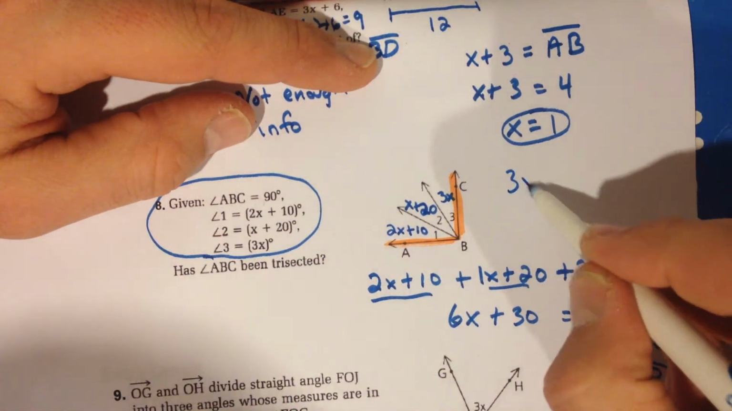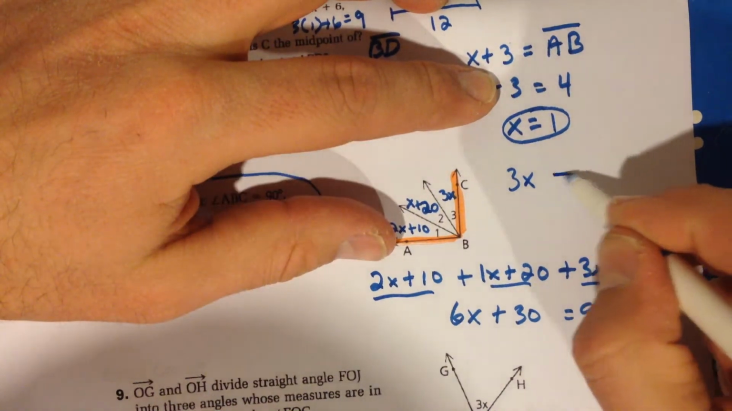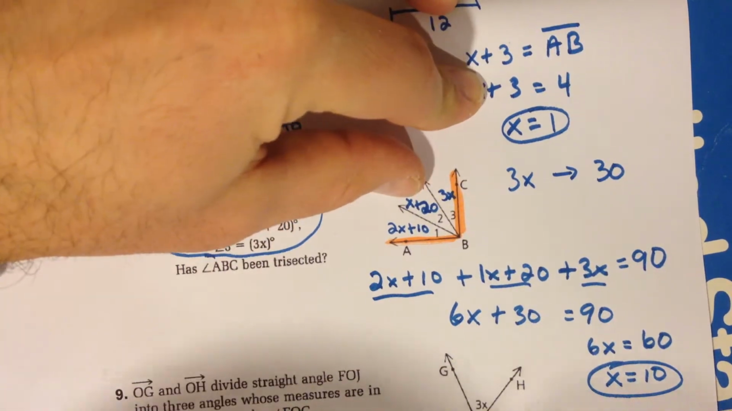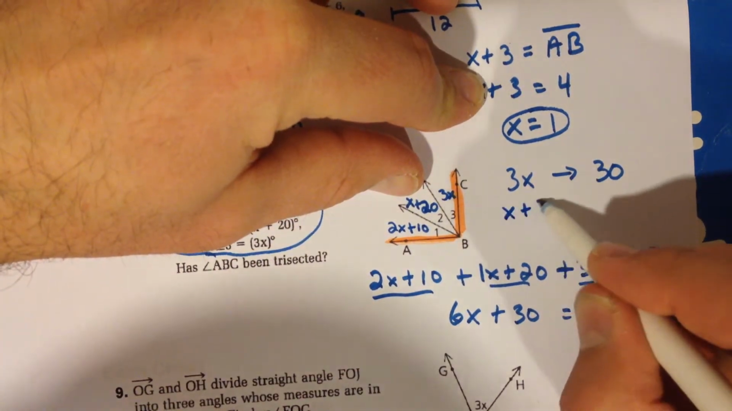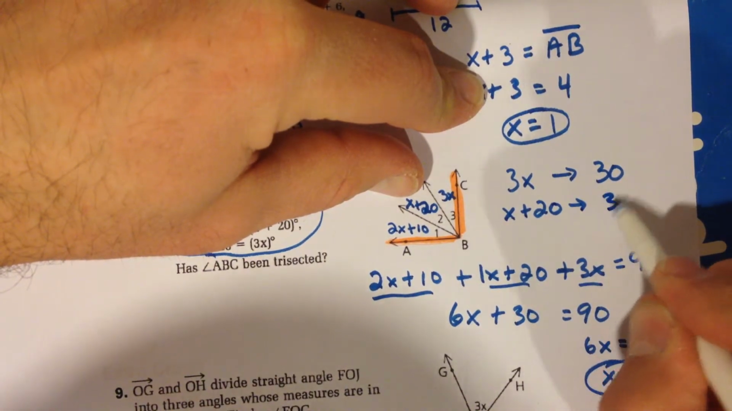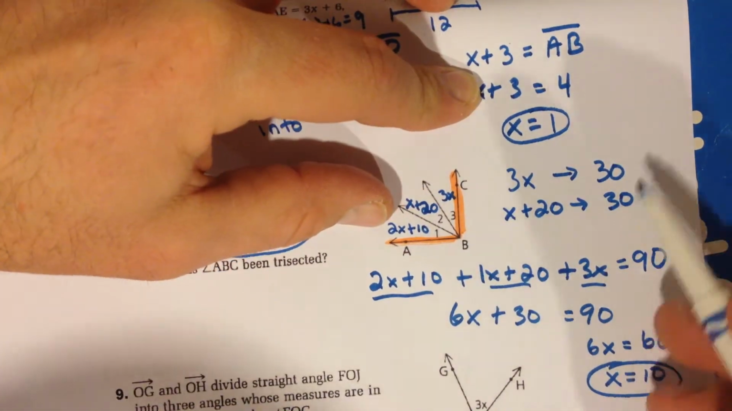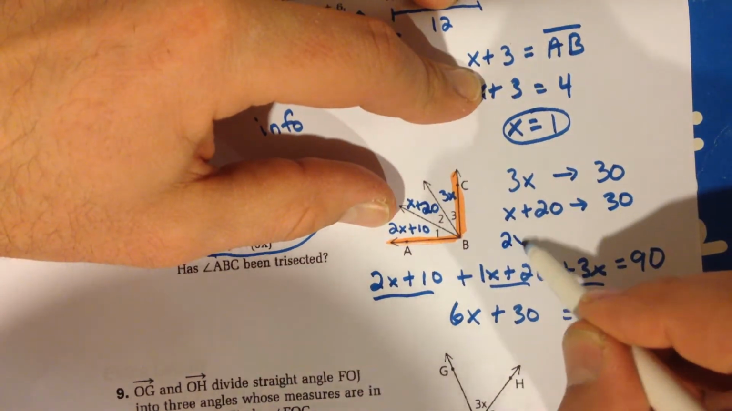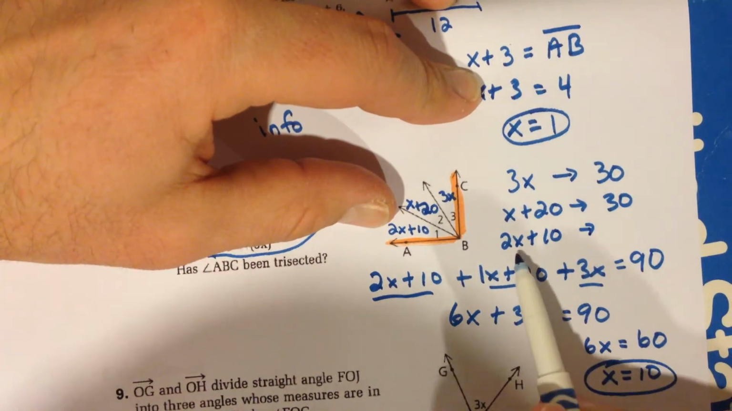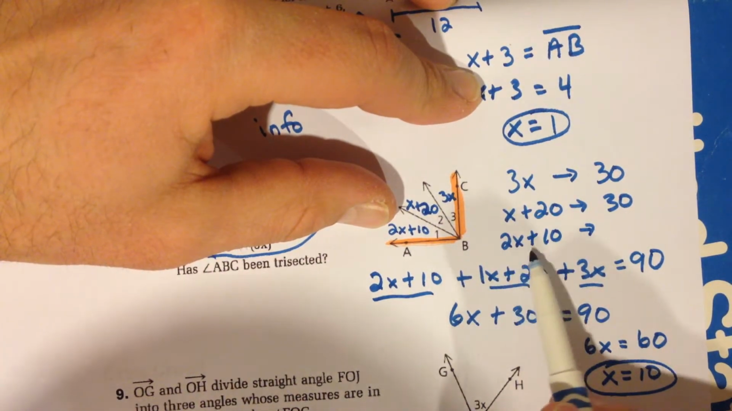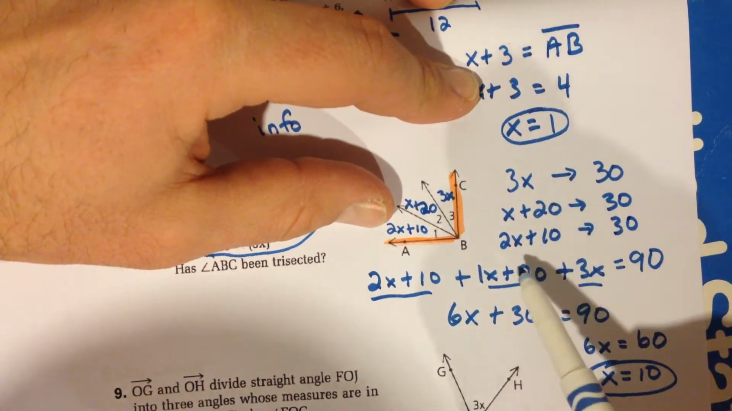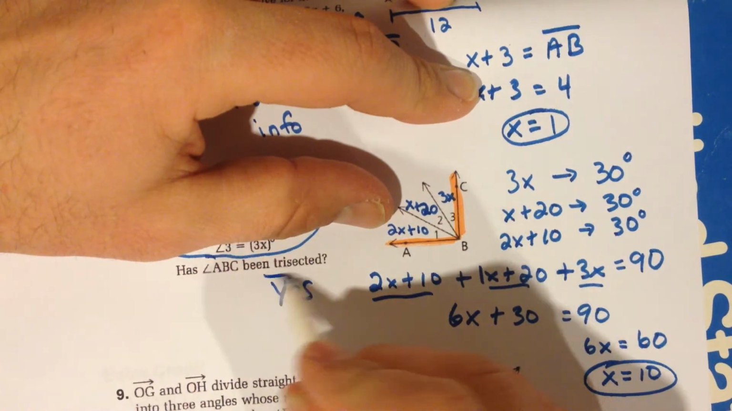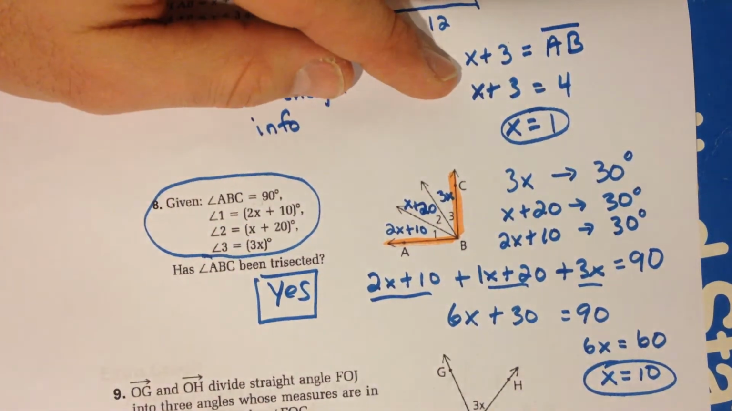So 3x when x equals 10 would lead to that angle being 30. If I have x plus 20 when x is equal to 10, that makes 30. And obviously if the other two of them are 30, the third one's going to have to be 30. If I have 2x plus 10 and x equals 10, 2 times 10 is 20 plus 10 is the 30. So all 3 angles are 30 degrees. So I've proved that yes, it has been trisected.